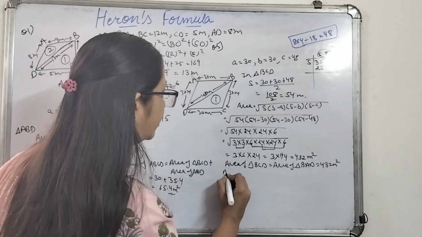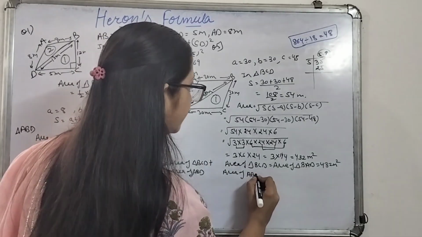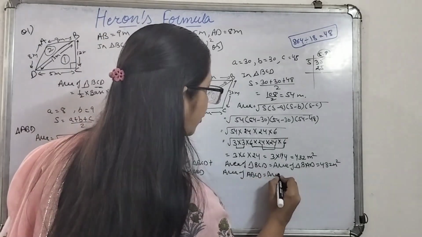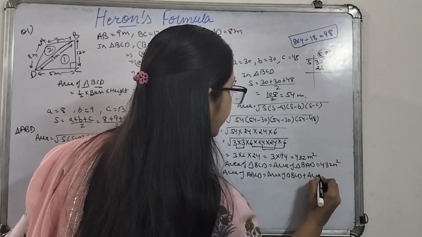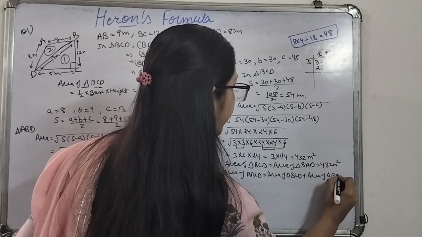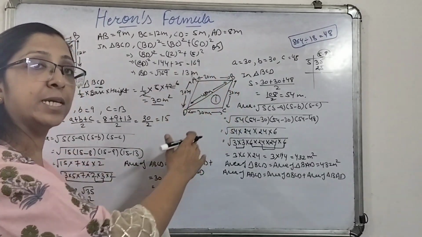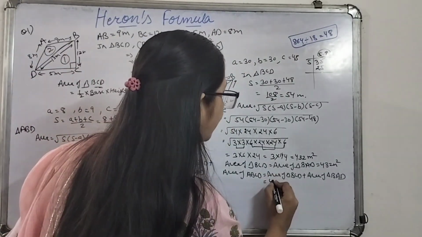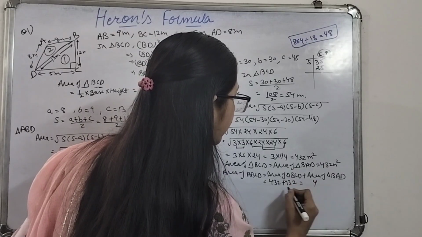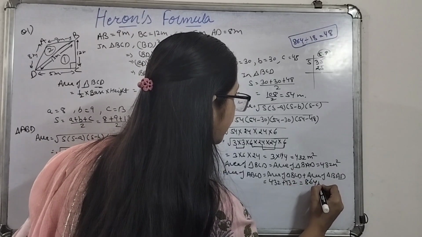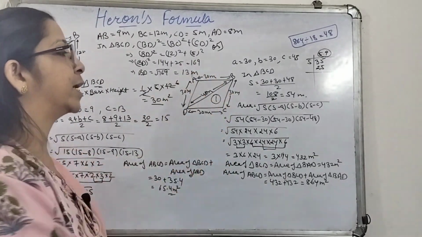Now area of your ABCD will be area of triangle BCD plus area of triangle BAD. If we add these two areas, we will be getting the area of the rhombus ABCD. So it will be your 432 plus 432. That will be 864 meter square, the area of your rhombus ABCD.